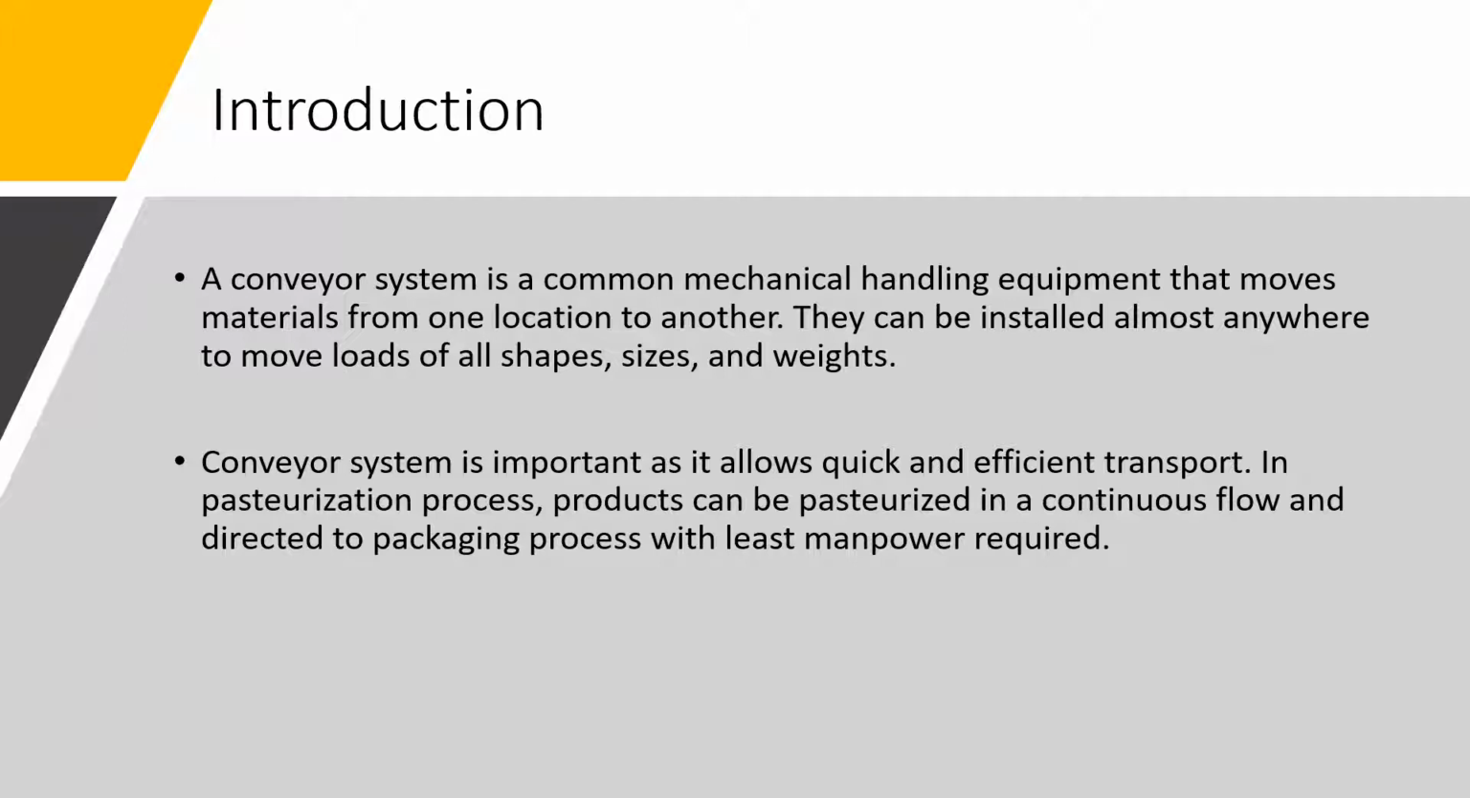A conveyor system is a common mechanical handling equipment that moves materials from one location to another. They can be installed almost anywhere to move loads of all shapes, size, and weights. Conveyor system is important as it allows quick and efficient transport. In pressurization process, products can be pressurized in a continuous flow and directed to packaging process with least manpower required.